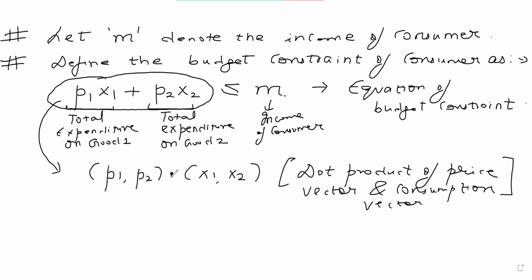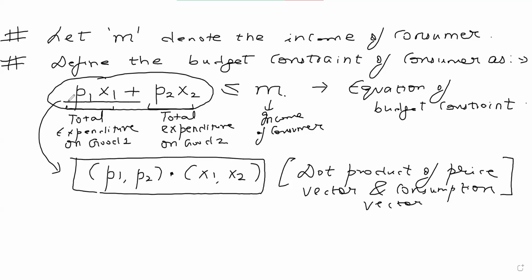The dot product of 2 vectors, (P1, P2) dot (X1, X2), is given by P1X1 plus P2X2. Okay, so now let's look at the interpretation of the budget constraint.